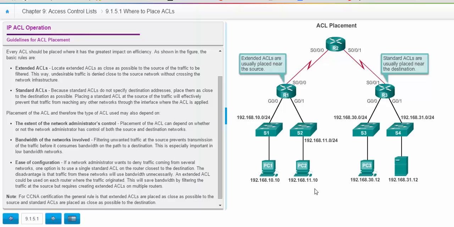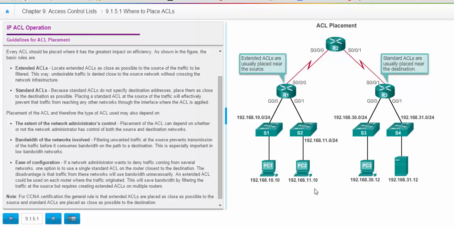And ease of configuration. If the network administrator wants to deny traffic coming from several networks, one option is to use a single standard ACL on the router closest to the destination. There is a disadvantage, and that is that the traffic from these networks will use bandwidth unnecessarily. Okay, so that traffic didn't need to go to that location to begin with. So an extended ACL in this instance would work a little bit better.